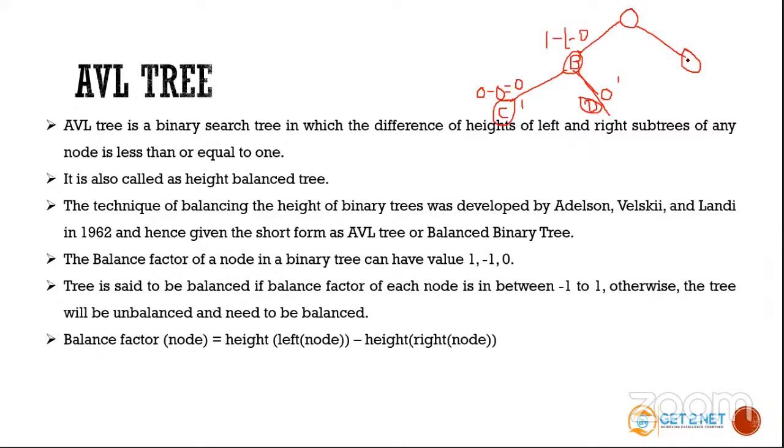Here, let's see, say this is I. In the I there is also no left subtree, no right subtree. That means the balance factor will be 0. Let's say it is A.